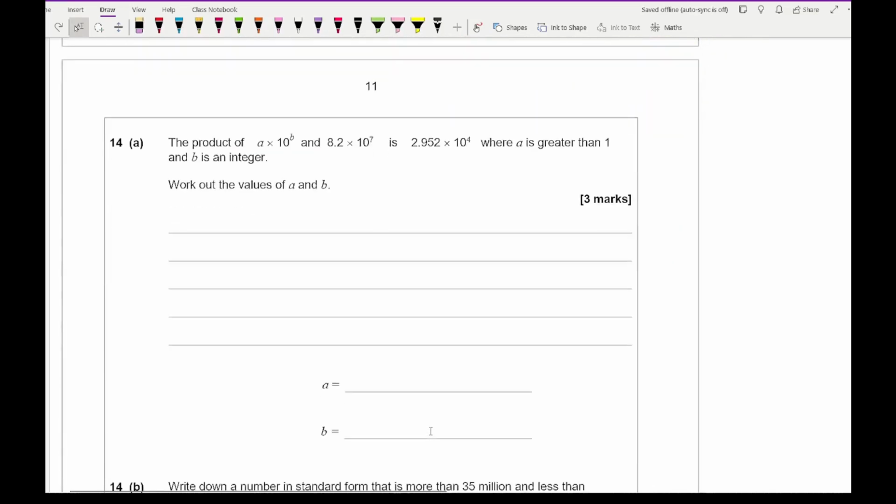So then we're moving on to question 14a. It says that the product of a times 10 to the power of b and 8.2 times 10 to the power of 7 is 2.952 times 10 to the power of 4, where a is greater than 1 and b is an integer. Work out the values of a and b. Well, product means multiply. So I've got a times 10 to the power of b multiplied by 8.2 times 10 to the power of 7 equals 2.952 times 10 to the power of 4.